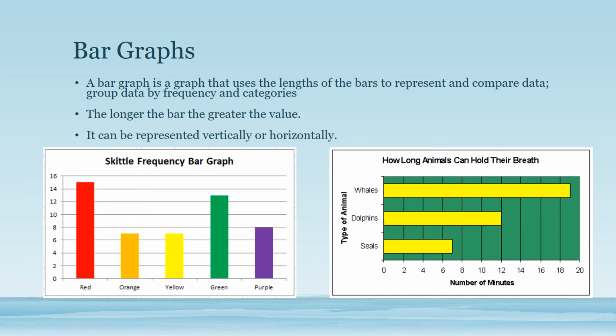Bar graphs. A bar graph is a graph that uses the lengths of the bars to represent and compare data. We group data by the frequency and categories. So the longer the bar, the greater the value. Bar graphs can be represented either vertically or horizontally. The first graph that you see is vertical. The second graph that you see is horizontal.